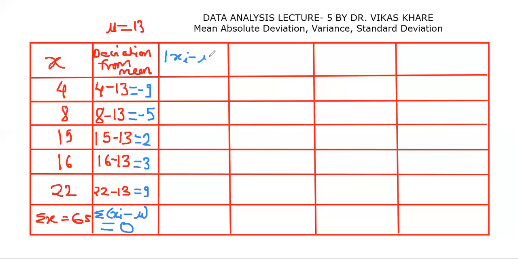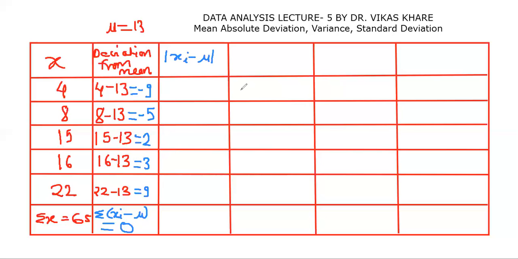Xi minus mu. Again, what is the meaning of xi? Xi is x1 equal to 4, x2 equal to 8, x3 equal to 15, x4 equal to 16 and x5 equal to 22. So what is the value of xi minus mu? In the first case, minus 9, minus 5, 2, 3 and 9.